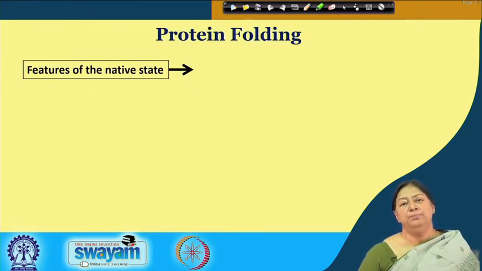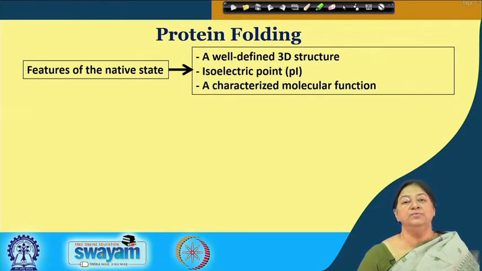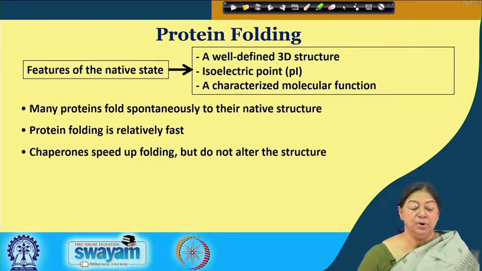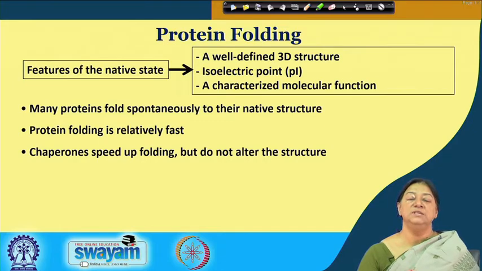If we look at the folded structure now, the specific features of this folded structure include a unique three-dimensional structure, which will have a specific isoelectric point depending on the number of the charged amino acid residues that are present, and it would have a characterized molecular function. The importance of this means that these proteins actually fold spontaneously to form their native structure.